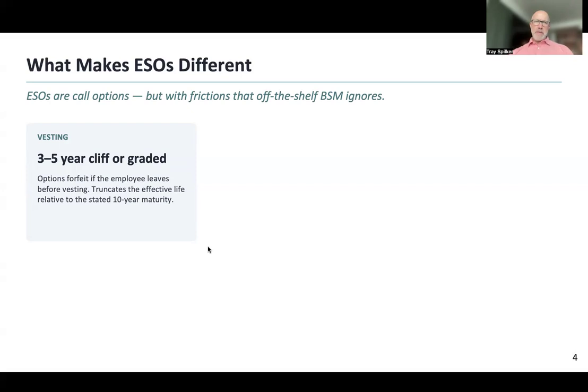But generally speaking, because these options are typically forfeited for those employees who do leave early before the vesting period, the realistic effective life of the option is truncated to be less than 10 years, somewhere around the 3 to 5 year time period for the maturity date of these options.